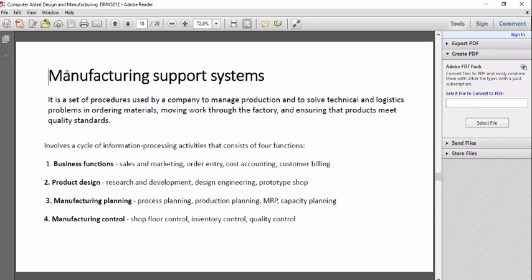So remember this term, manufacturing support systems, which is a part of the manufacturing system actually. These are not directly involved in manufacturing but supporting manufacturing facilities. Okay, we will talk about manufacturing planning processes later on. So for now, these functions you remember: business functions and product designing functions, planning, and manufacturing controls.